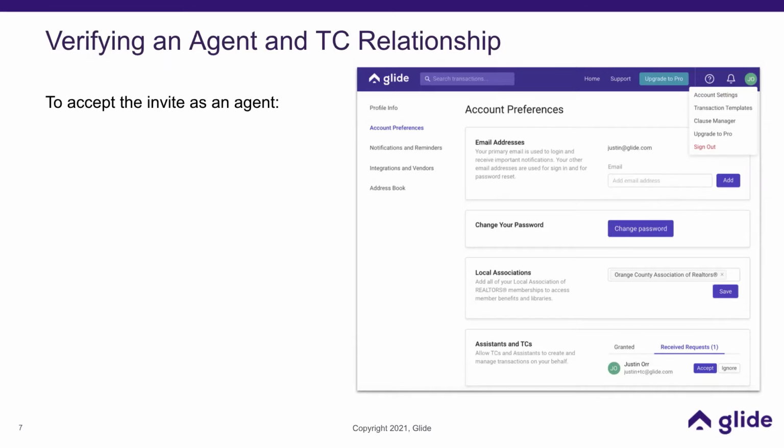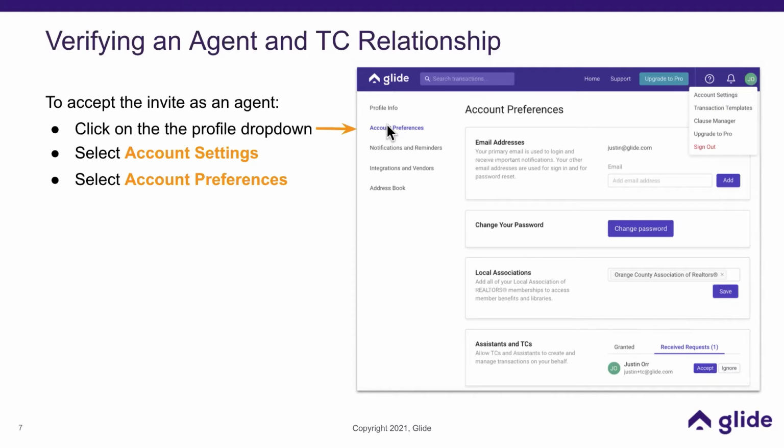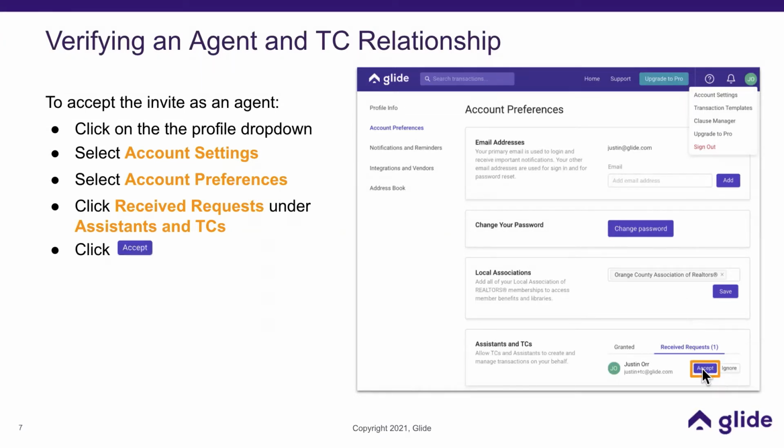As an agent, if you're already working within your Glide account, you can just click on your profile dropdown, choose Account Settings, then Account Preferences, and now as an agent, you're going to look at the Assistants and TCs tile. On the right-hand side, there's two tabs, Granted and Received Requests. You're going to click on the Received Request tab. Then you have two options down below, Accept or Ignore this request. You would want to accept that request, and now that's going to give access to the transaction coordinator to the same form libraries that you have access to whenever they're creating transactions on your behalf.